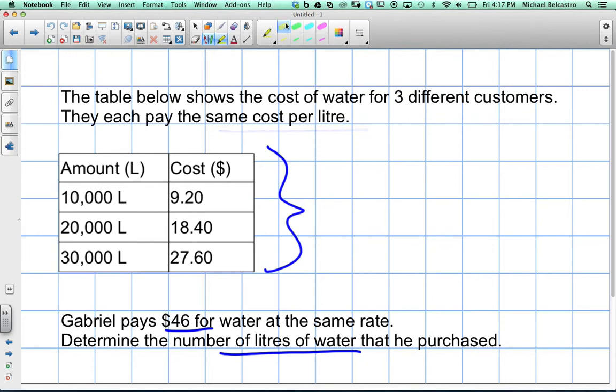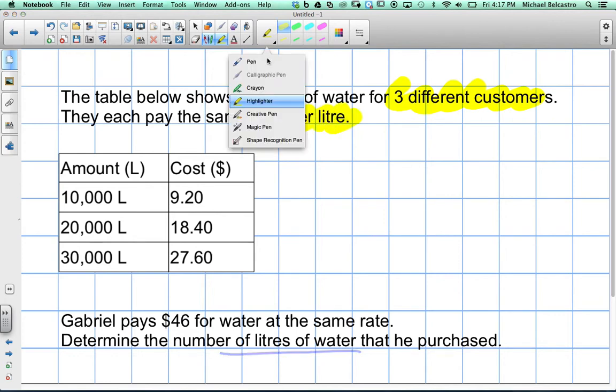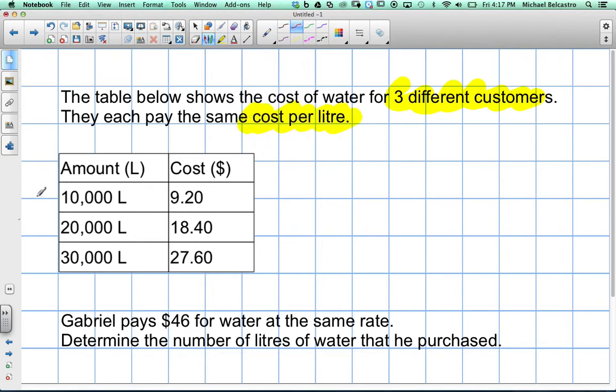So let's highlight what's important here. We have 3 different customers in our table below, and they pay the same cost per liter. Okay, so here's our table below. Let's call this customer 1, customer 2, customer 3. Gabriel pays $46 for water at the same rate. Determine the number of liters of water that he purchases.